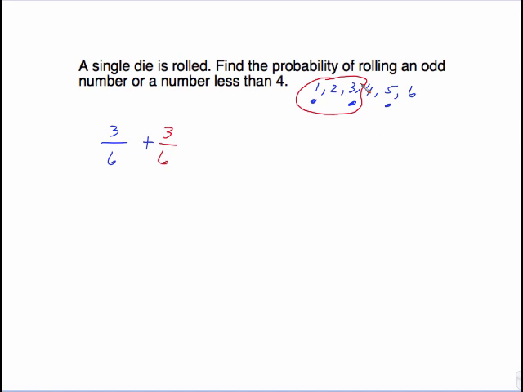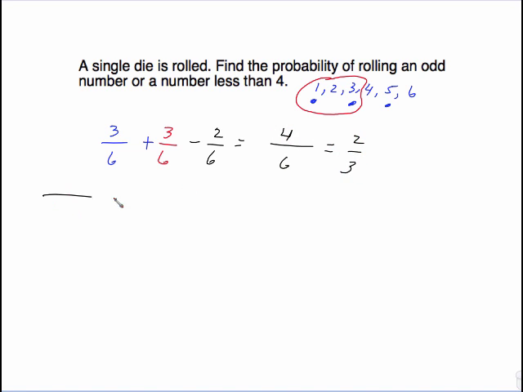But notice in my circled red group, I have 2 dotted blues, meaning I've already counted those. That's my overlap. I need to subtract 2 out of 6. So keep the denominator. 3 plus 3 is 6, minus 2 is 4, which reduces to 2/3.